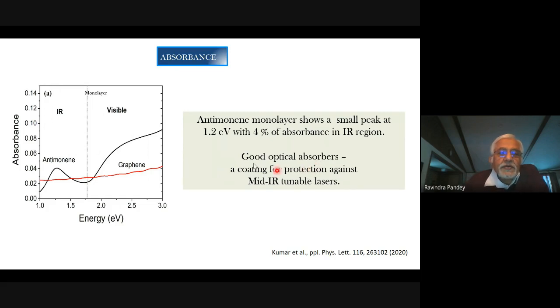This is again another cartoon, or rather the result, showing absorbance with energy. You can see the graphene monolayer stays at about 3% going from 1 to 3 eV, but the antimonene monolayer has a peak coming out at about 1.25 eV with about 4% absorbance. So this can be used as a coating to protect devices, or the so-called weapons, in mid-IR tunable lasers, because it is a better absorber than graphene.